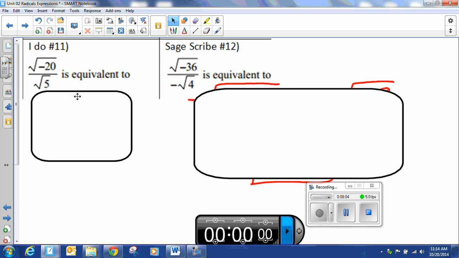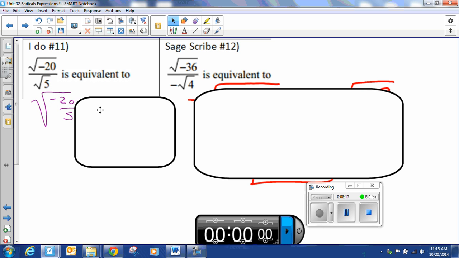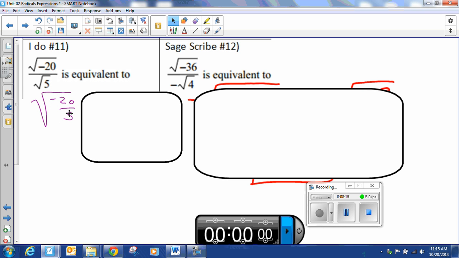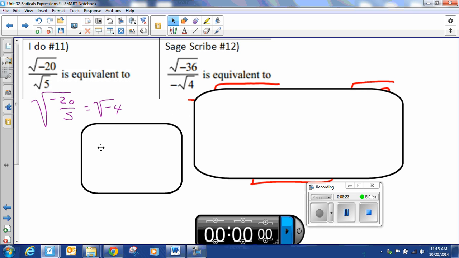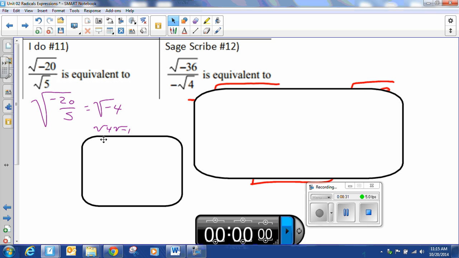Now we all remember from our radicals unit that if you have a radical in the numerator and a radical in the denominator, you can put the fraction under one radical symbol and simplify or reduce your fraction. So negative 20 over 5 is really negative 4, and since it's under the radical sign, we can go ahead and factor out i. Radical 4 and radical negative 1 is 2i.